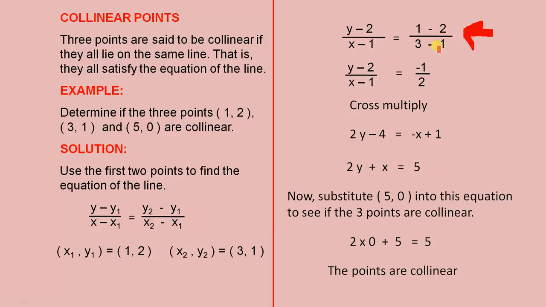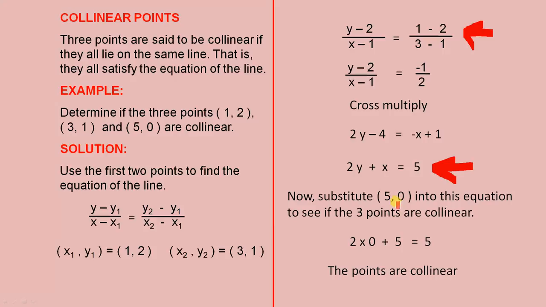We simplify the right-hand side to arrive at that line. Cross-multiply to arrive at this line. And here we have the equation of the line where those 2 points here, they lie on that line. So those 2 points there lie on that line because that is the equation we've worked out by using those 2 points. Now substitute 5, 0 into this equation and see if the 3 points are collinear.